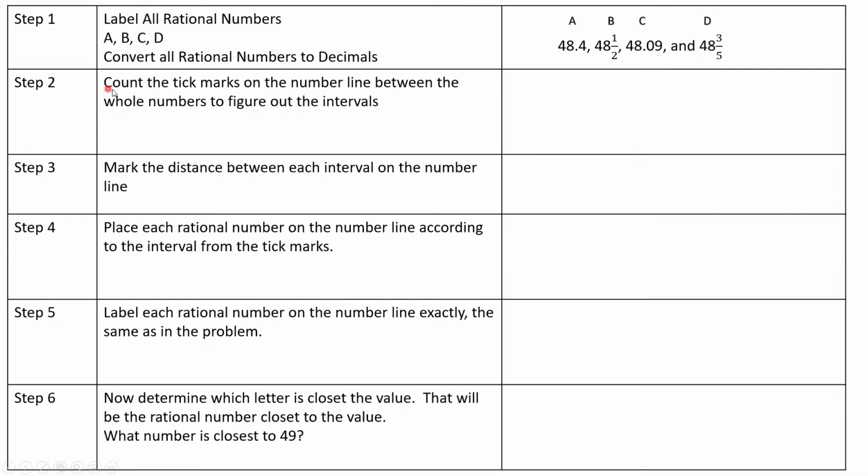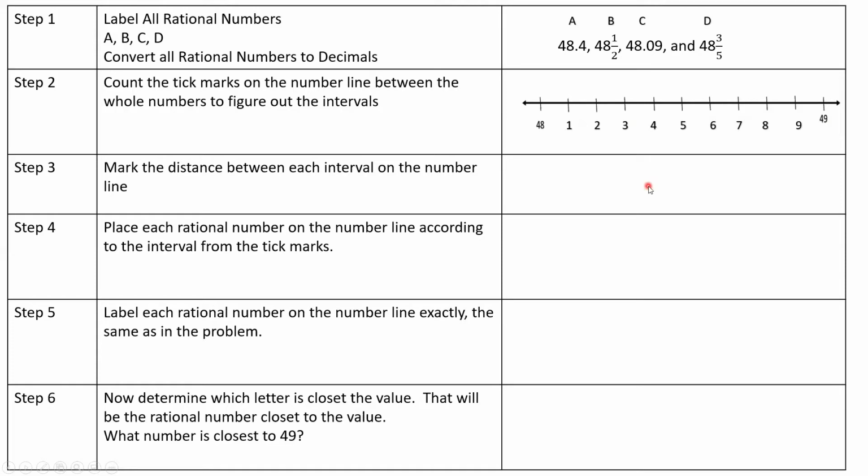Now, we're going to count the tick marks on the number line between the whole numbers to figure out the intervals. Okay, so I have 1, 2, 3, 4, 5, 6, 7, 8, 9, and 10. It takes me 10 intervals to get from 48 to 49.